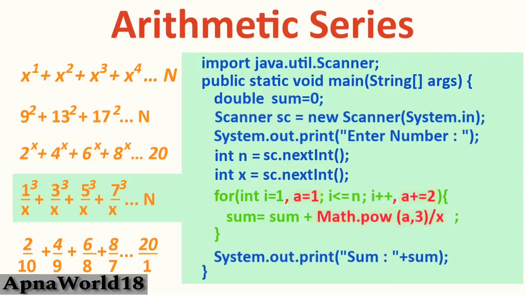Please note, in each of our programs, our expression matches the series term exactly. Luckily for us here, math.pow returns double. If instead of using the pow function, you would have written a multiplied by a multiplied by a divided by x, then it would have been int divided by int and it would have truncated the decimal value.